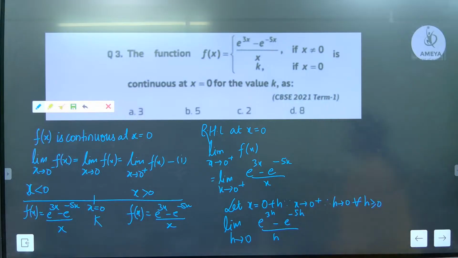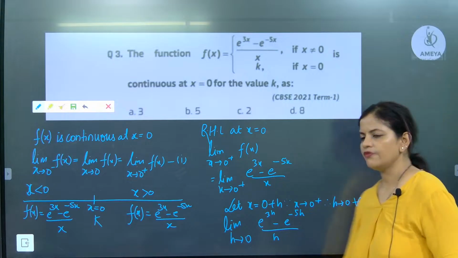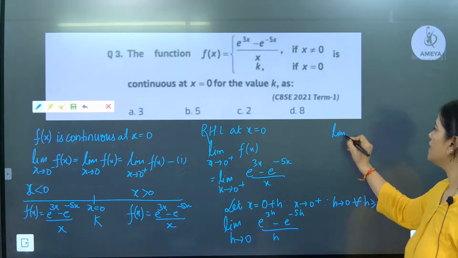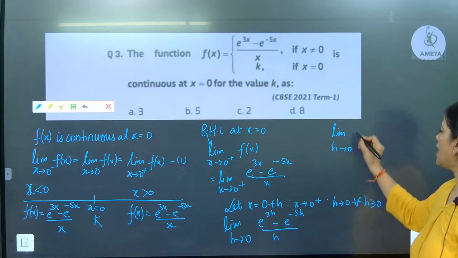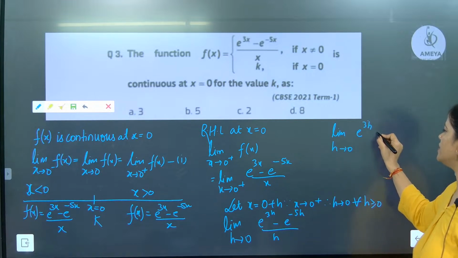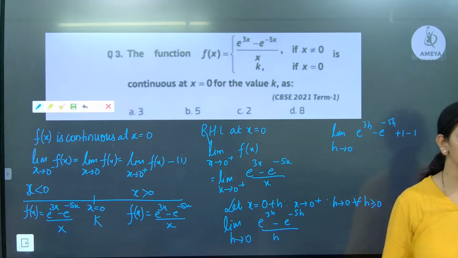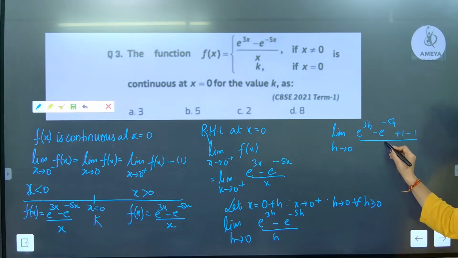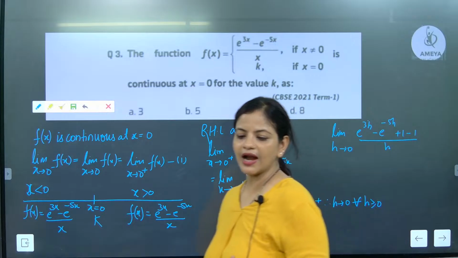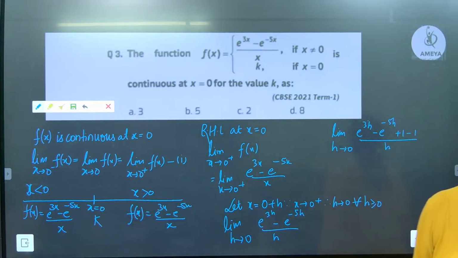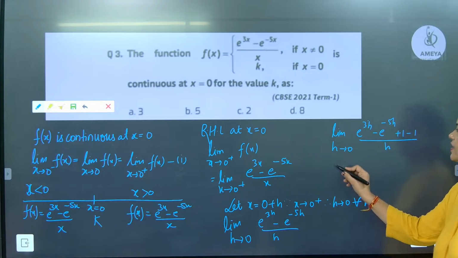Now, can I do one small work here? Limit x tends to 0. I want to write like this: e to the power 3x minus e to the power minus 5x plus 1 and minus 1. Can I do like this? I added 1 on my own and I subtracted 1 on my own. Is it any crime I did? Or is it okay for all of you? If I am adding plus 1 and subtracting minus 1, did I do any problem? No. Let's see how I have not done any mistake.